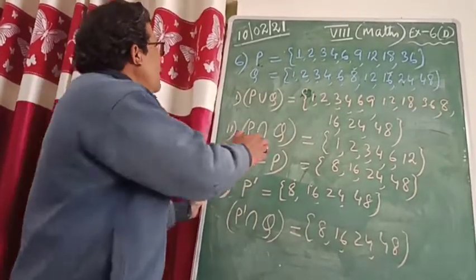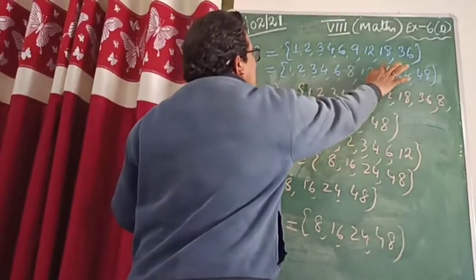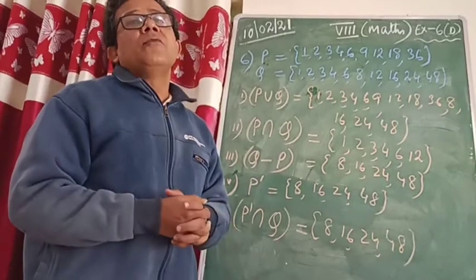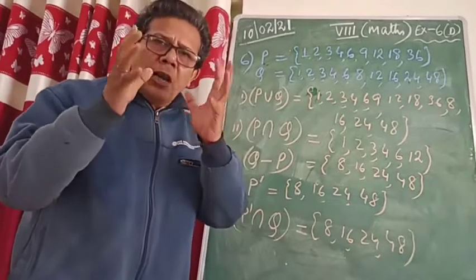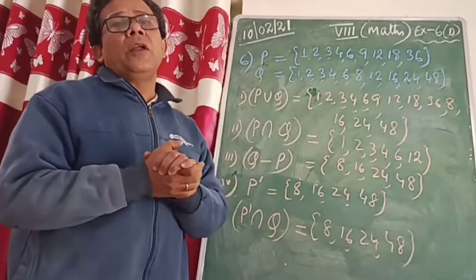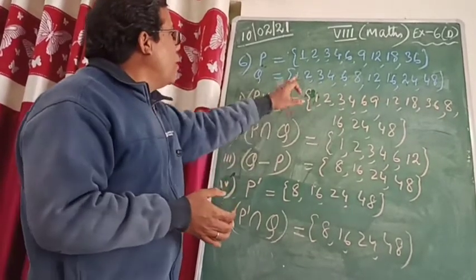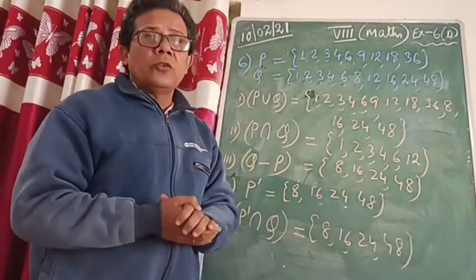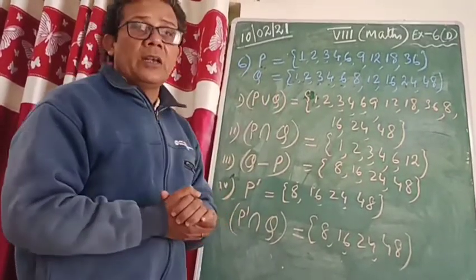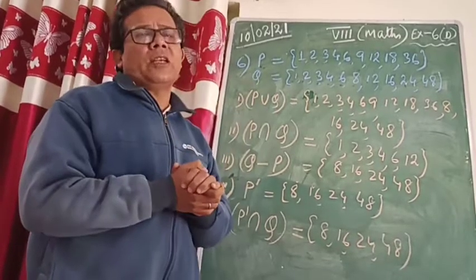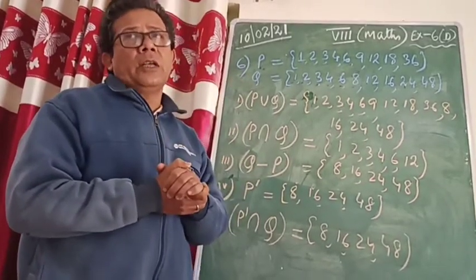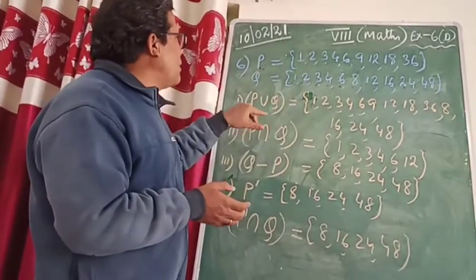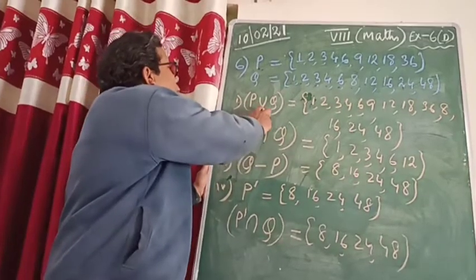And in the second case, set Q, they said set Q is the set of factors of 48. That means all the numbers by which 48 is completely divisible. The numbers are 1, 2, 3, 4, 6, 8, 12, 16, 24 and 48. So these are the elements of set Q. So you got the elements of set P and the elements of set Q. And always you must write the elements. After writing the elements, the first question said P union Q.